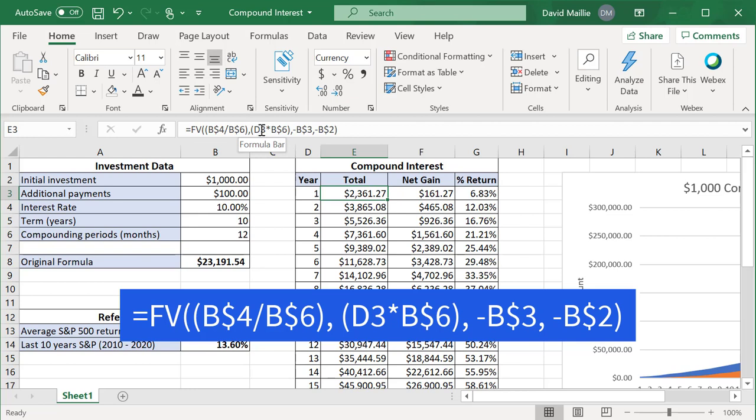But here, see this D3? We have to include our additional payments, right? Hold on, so go back here, times B6, and we've got a negative B3, which is $100, and a negative B2. So we end up with 2361, but keep in mind, we're using what? See, D3, not B3, D3 is 1. See that?